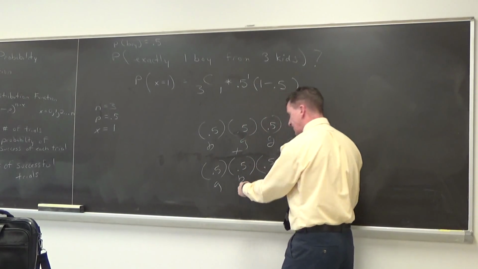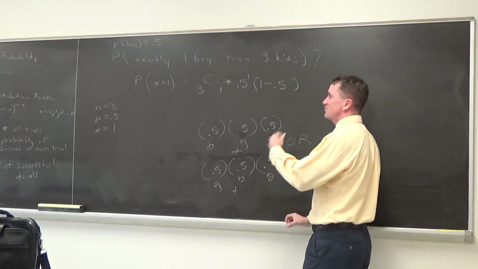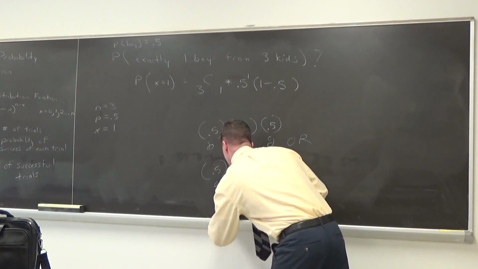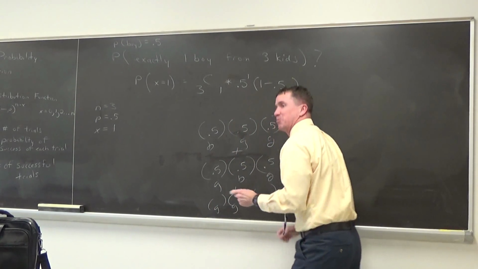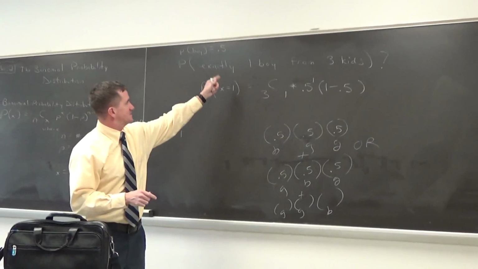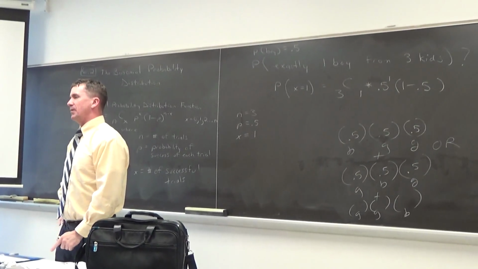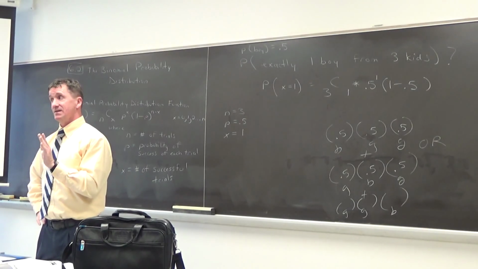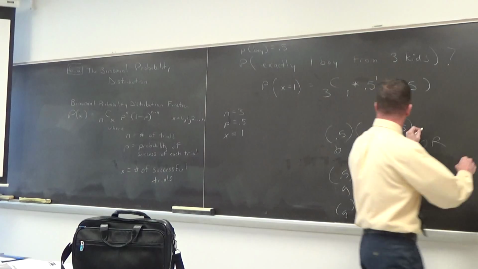That's a really good question. There's one more scenario of having 1 boy from 3 kids: girl, girl, boy. So it's just a matter of how the question is being asked. Boy, is wording important, because they sound the same. Probability of exactly 1 boy from 3 kids, versus someone saying you have 3 kids, what's the probability the very first kid is a boy and the rest are girls? That's different. That's only that, which is 0.125.